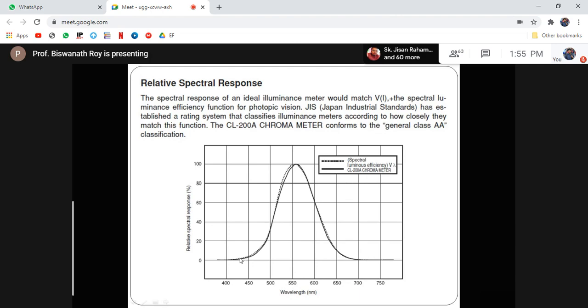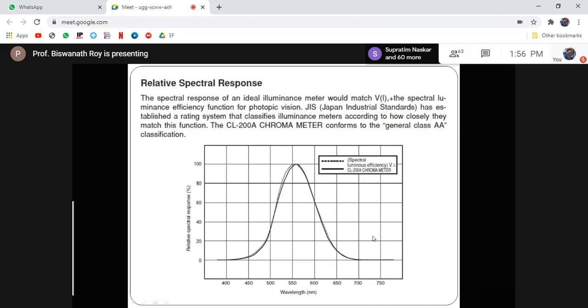So the solid line is the plot of the response of the sensor in the CL200A chromometer, and the dotted line is V lambda. Here it is not I, it is V lambda. So V lambda is the response of our cone vision, known as photopic vision. And this diagram compares with that of our eye under photopic vision. So matching is very close.